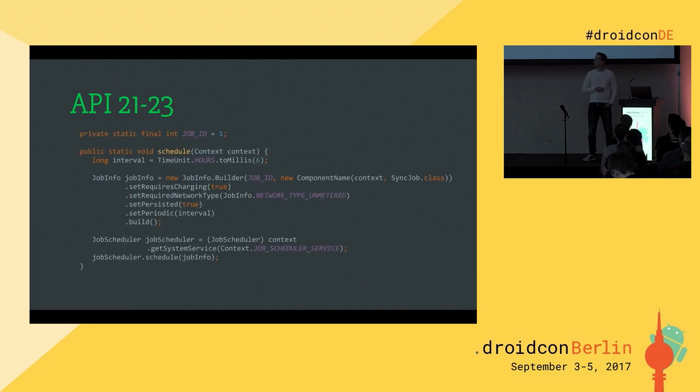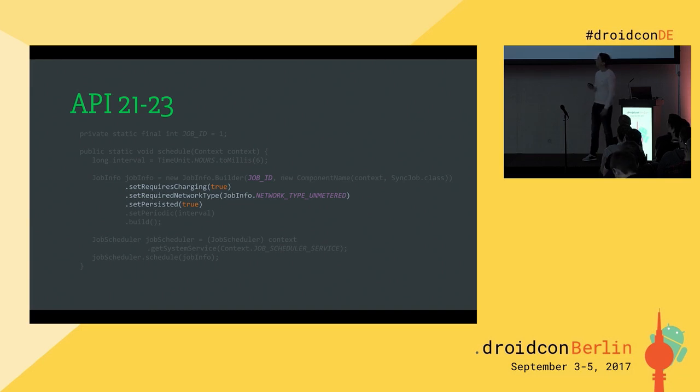Again, more interesting here is the schedule method, and it already looks much better than the alarm manager. The important part here is jobs are identified with an ID, so it's much easier for us to cancel the job later. We just need to know its ID and not create a pending intent and cancel it in the system. It's much easier now.